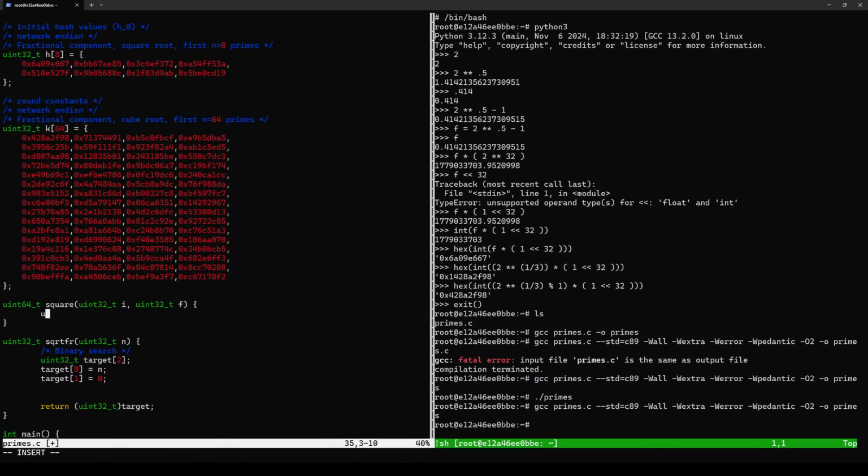So we will create a uint32_t return. Oh, I can't call it return. retval, size 2. retval[0] will equal i times i. It will also equal plus 2 times f times i shifted over by 2 to the 32nd.